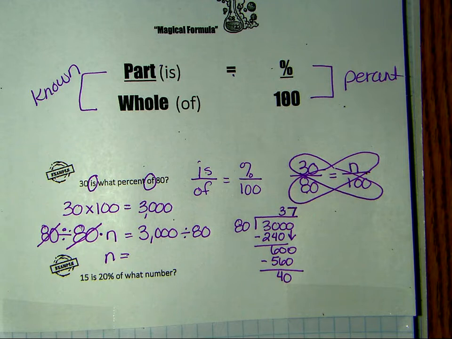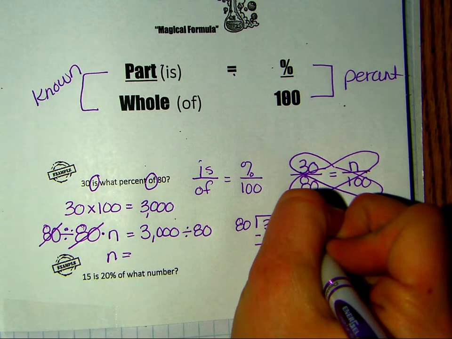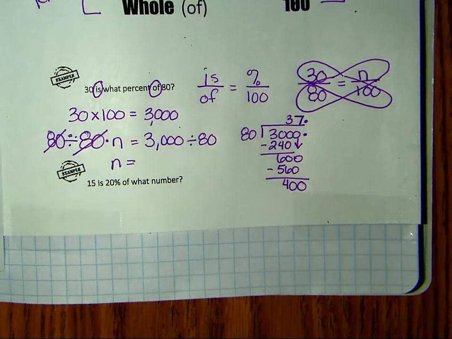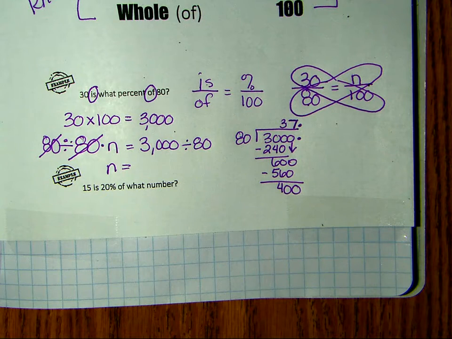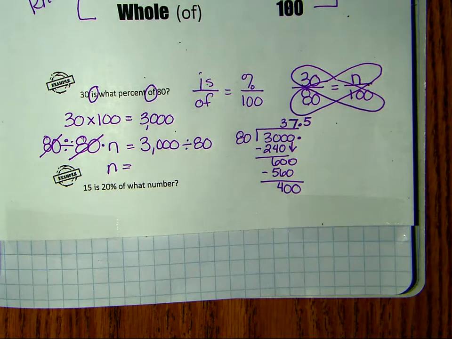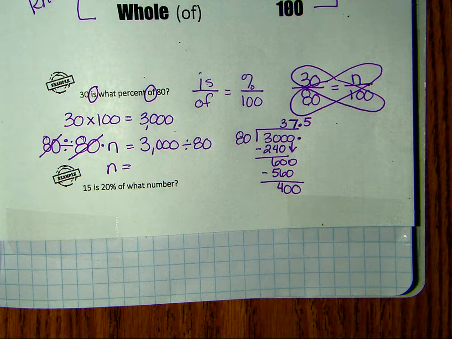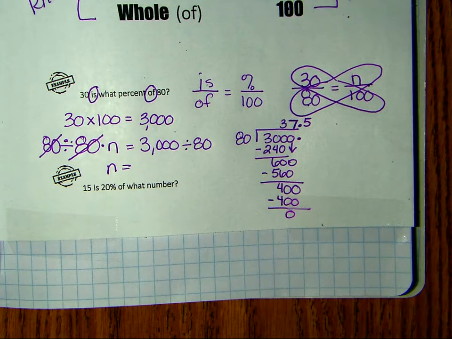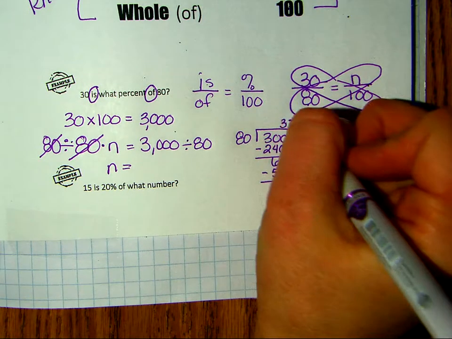Now, what do I do next? What's the next step? Haley? Add a decimal, and drop a 0 down. Now, can 80 go into 400? No, scooch this up, okay? How many times can it go into it, Nicole? 5. 5 times 80 would be what? Well, 5 times 8 is what? 40, and then we have 1 0, right? So we would have 400. Subtract. All right. So now we know that it is 37.5.